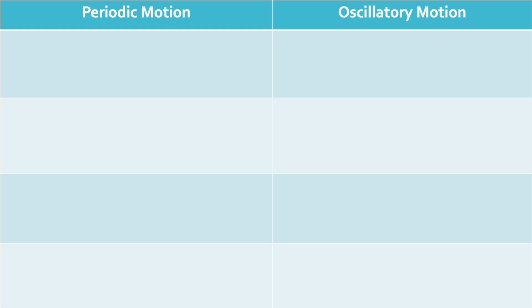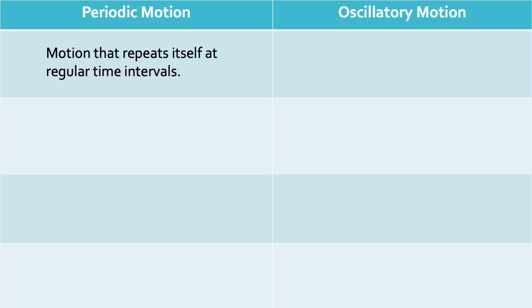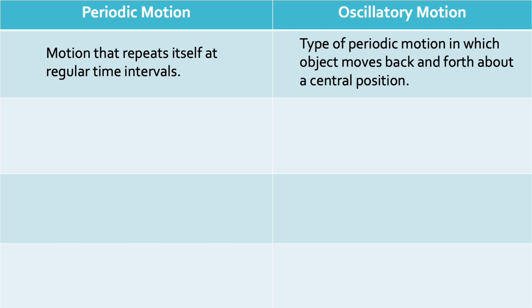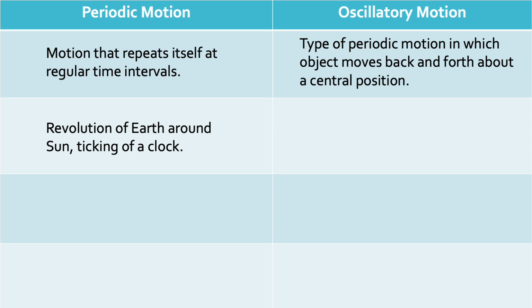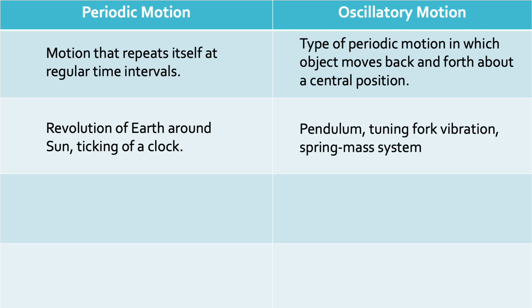Now let's compare periodic motion and oscillatory motion to understand the difference more clearly. Motion that repeats itself at regular time intervals is periodic motion. Oscillatory motion is a type of periodic motion in which an object moves back and forth about a central position. Revolution of Earth around the Sun and ticking of a clock are examples of periodic motion. Pendulum, tuning fork vibration, and spring mass system are examples of oscillatory motion.